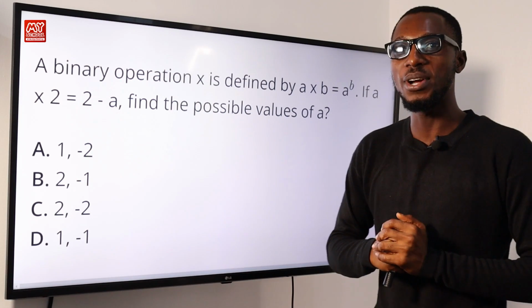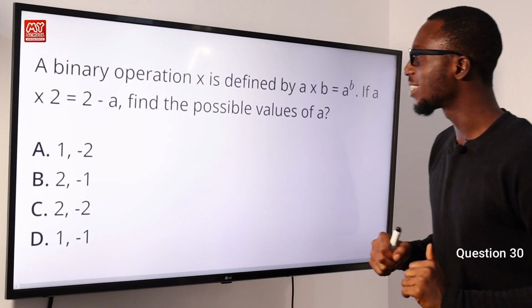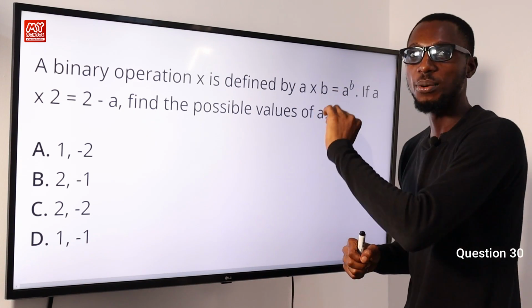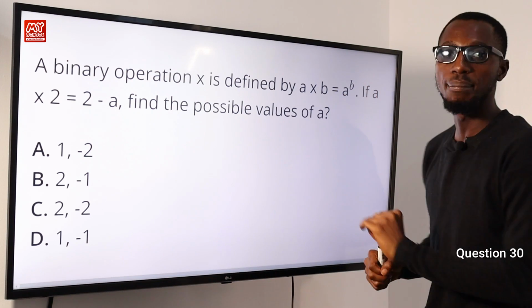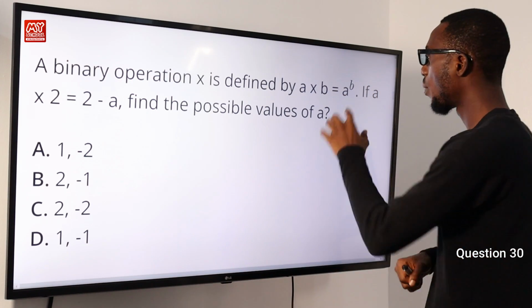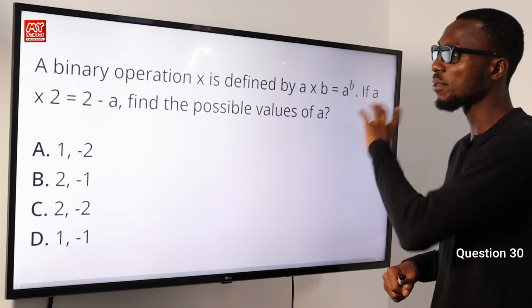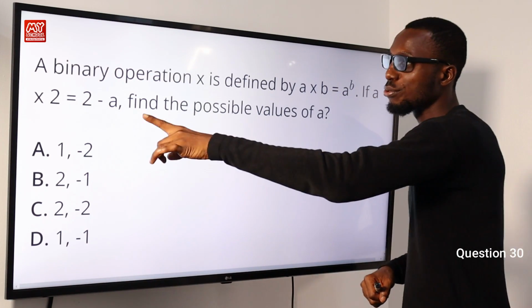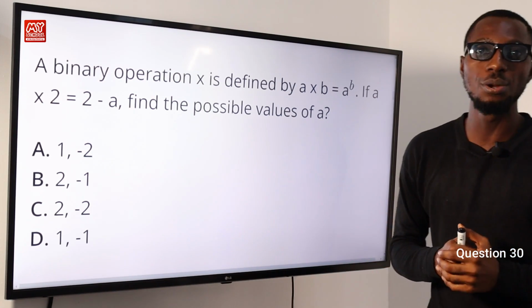So join me as we tackle question 30. A binary operation, defined by a asterisk b, is a function of representation equals a raised to power b. So anywhere we find a asterisk b, what we should have there is a raised to power b. Then we have, if a asterisk 2 equals 2 minus a, find the possible values of a.